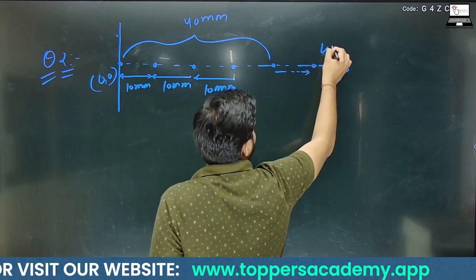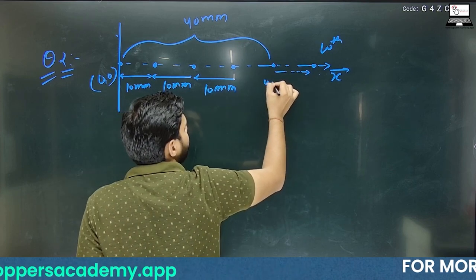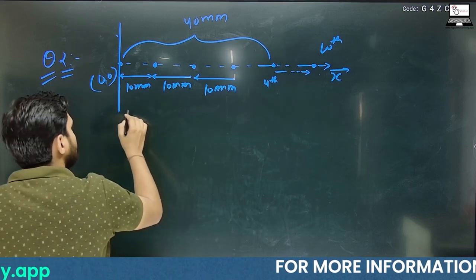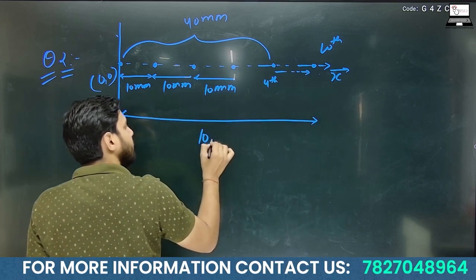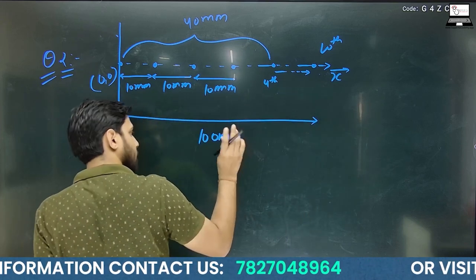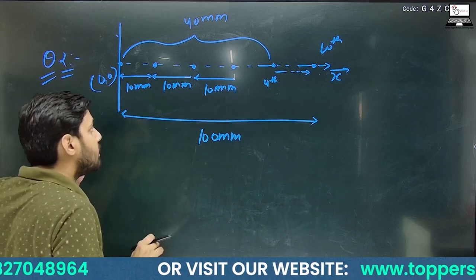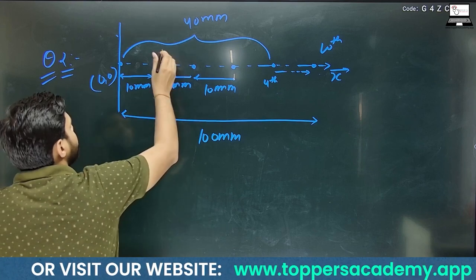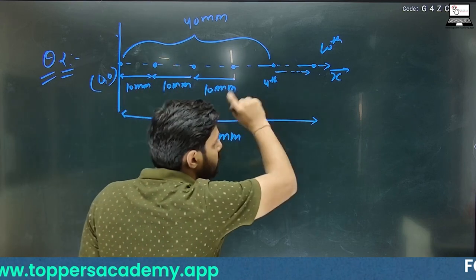This is the 10th particle. This is the 4th particle. Okay, clear. So what will be this distance? This distance will be 100 mm. Clear? Okay. Another thing asked in the question is, you have the charge on every single one of the particles, but what will be the magnitude of charge?